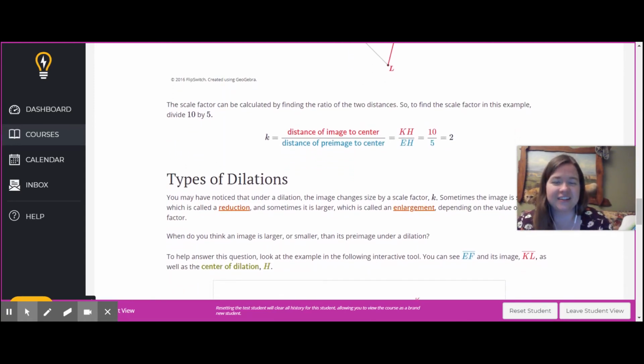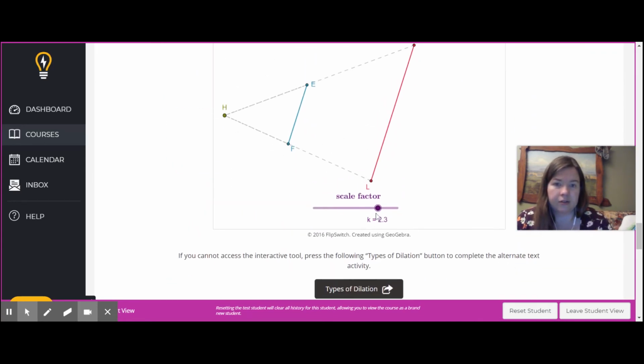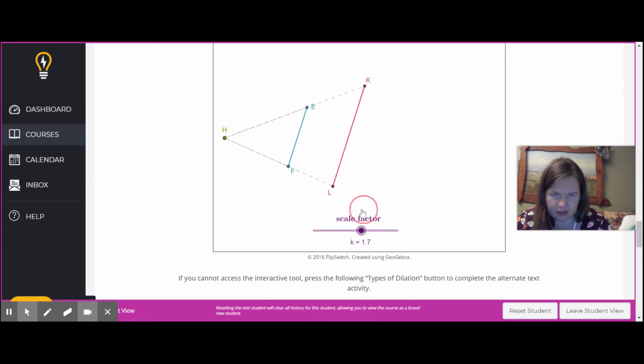I knew that the scale factor was 2 because the pre-image was halfway between, meaning it split the total distance from the center of dilation to the image. So the ratio of the whole thing to the part was 2. And so that's why it's doing that right there too.